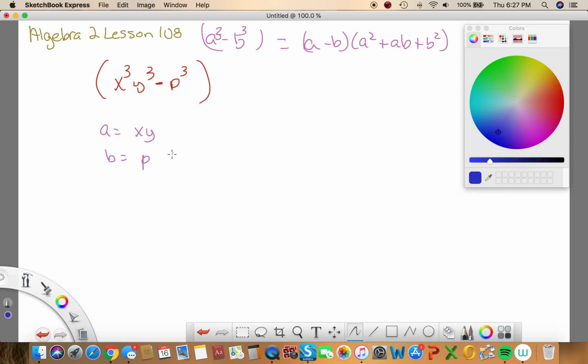Now to factor it, I'm going to take a, which is xy, minus b, times this squared. Remember, it's this squared, so it's x squared y squared, because the whole thing is a, plus a times b, which is xyp, plus b squared, which is p squared. Now you've factored it completely. Okay, so they try and go into this long process. Know the formulas.